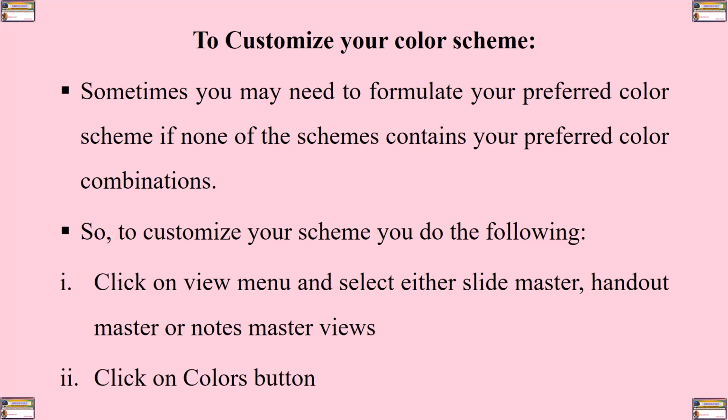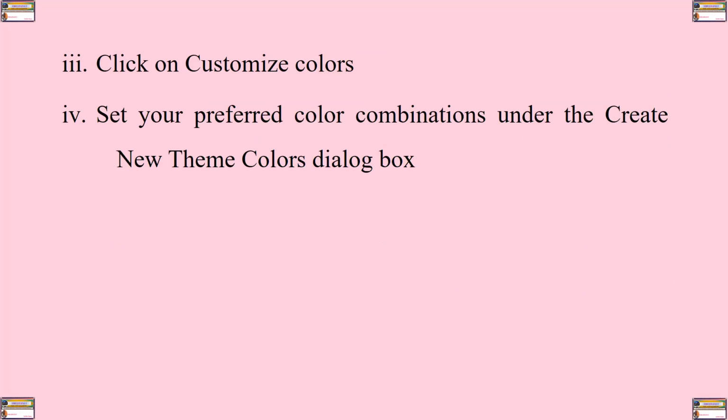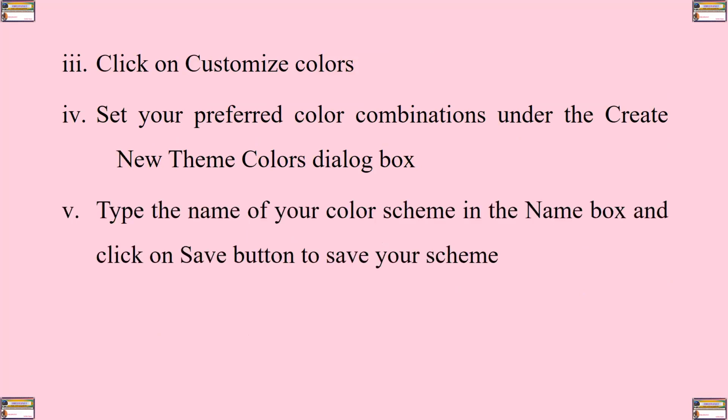Number 2, you click on the colors button. Number 3, you click on customize colors. Number 4, you set your preferred color combinations under the create new theme colors dialog box. And then you type the name of your color scheme in the name box and click on save button to save your scheme. Lastly, you click on close master view.